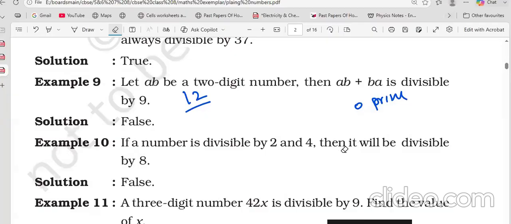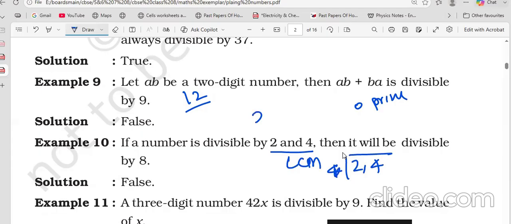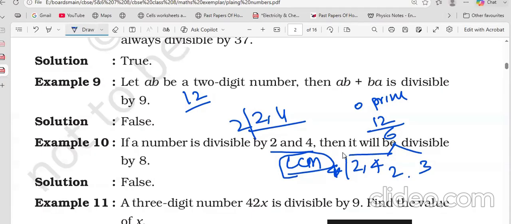The only thing we are guaranteed, if a number is divisible by 2 and 4, is that it will be divisible by the LCM. The LCM of 2 and 4 is 4. So if they are not co-prime, then the only thing we can say is the LCM. If they are co-prime, then obviously the multiple. Like 12 is divisible by 6, so it is divisible by the 2 and 3 factors because they are co-prime.